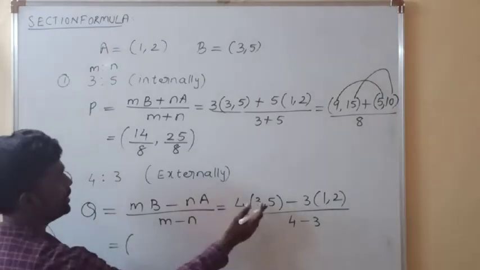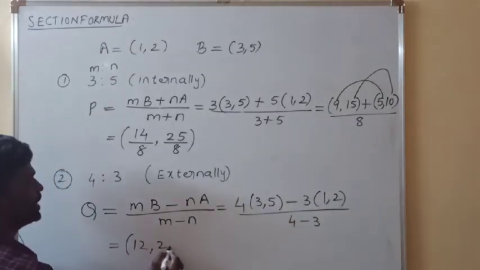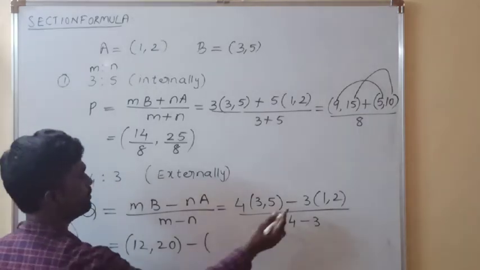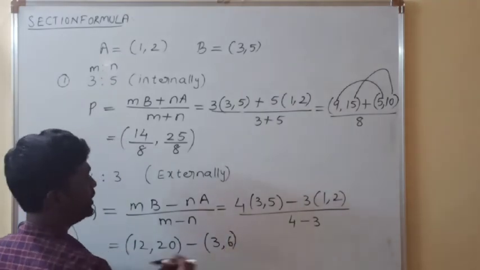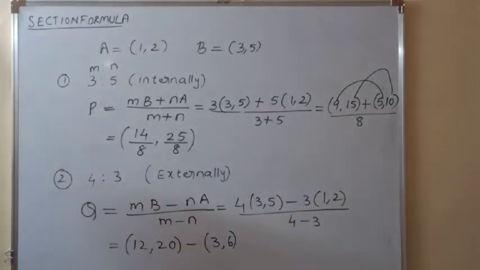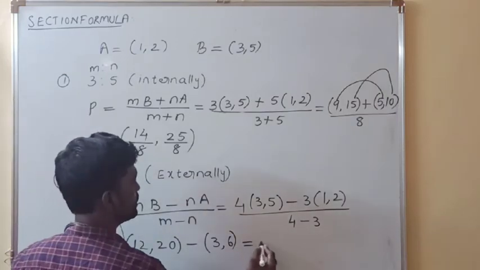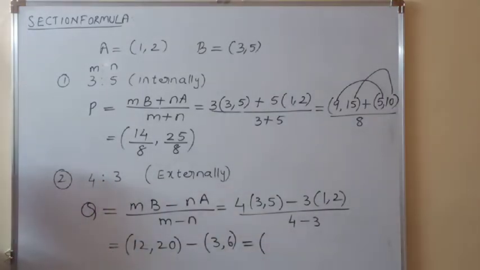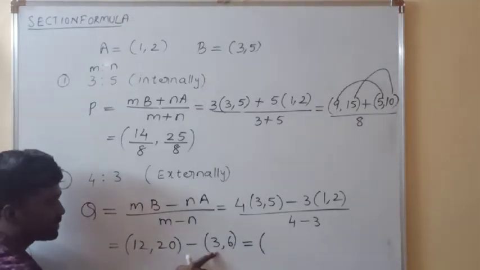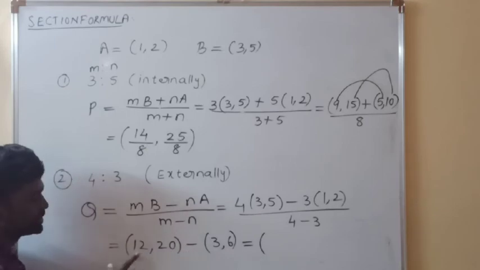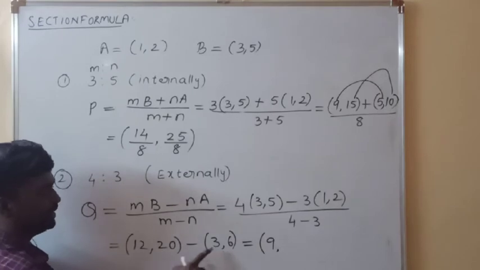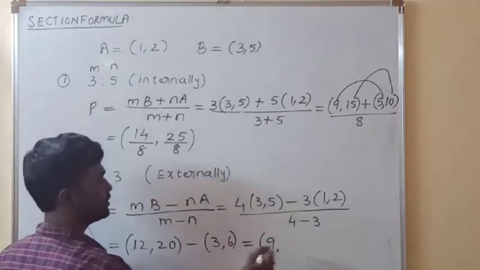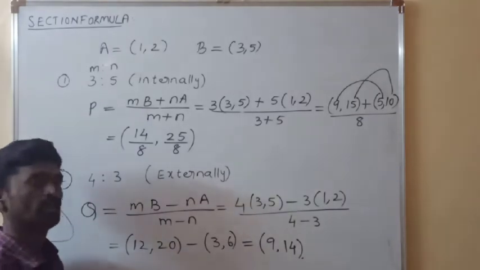So multiply: 4 into 3, 12, 4 into 5, 20, minus, multiply with 3, 3 into 1, 3, 3 into 2, 6, whole divided by 4 minus 3, which is anyway 1 only. So that is equal to, taking the minus of corresponding coordinates. Here the x coordinate is 12, here the x coordinate is 3, in between the sign is minus. So 12 minus 3, how much? 9. Next, the y coordinate here is 20, here the y coordinate is 6, so 20 minus 6, how much? 14. So that was the answer.